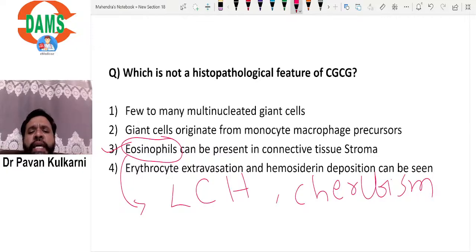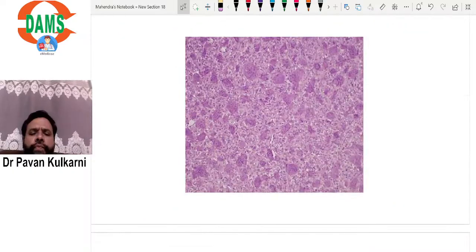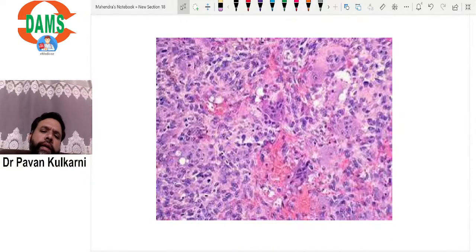Erythrocyte extravasation and hemosiderin deposition can be seen. That means RBCs come out, and hemosiderin pigment is seen. Yes, in CGCG you will see all those things. I'll show you an image of this. Look at this. These are all multinucleated giant cells, so many of them, and this red color is your hemosiderin pigment. So multinucleated giant cells, extravasated RBCs, and hemosiderin pigment are all features of CGCG. Presence of eosinophils is not a feature of CGCG.